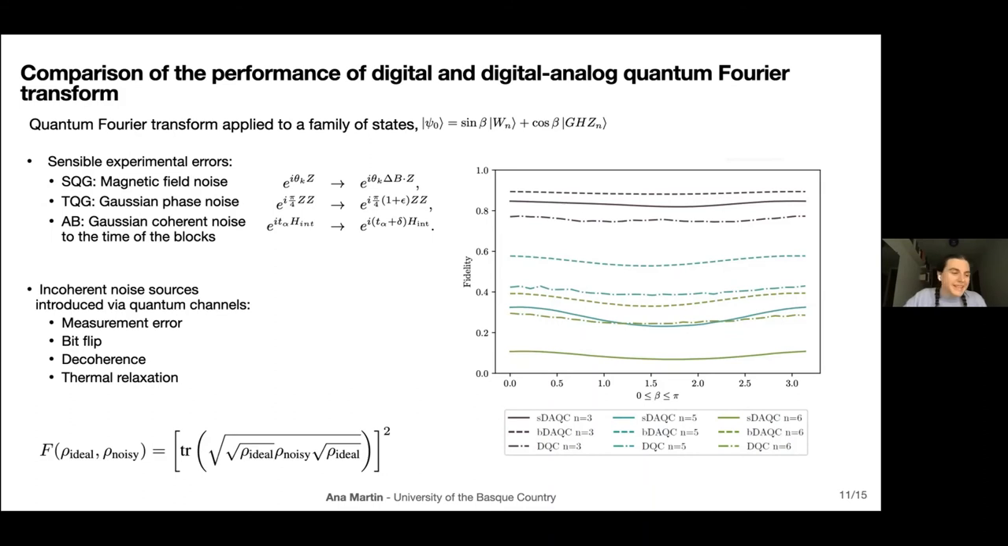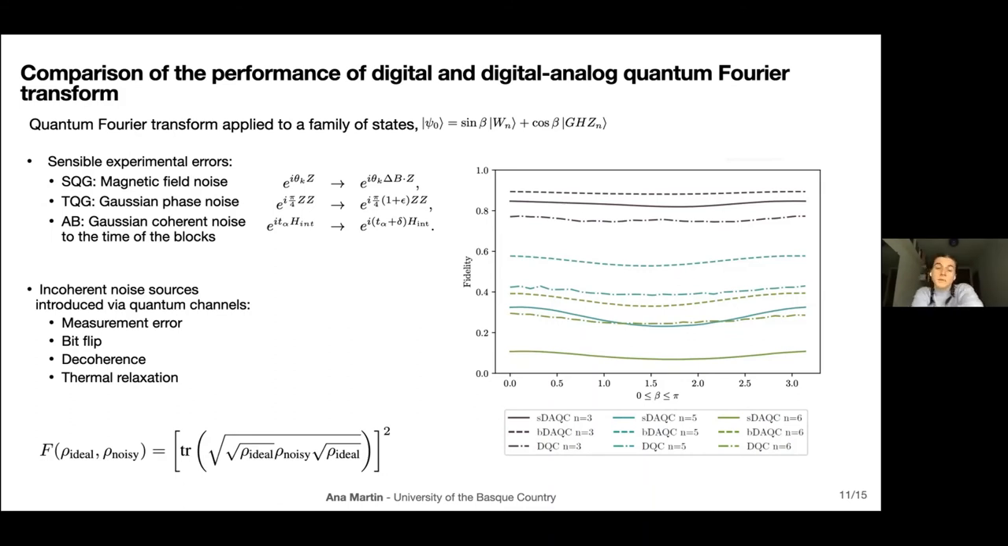This protocol presents a better tolerance to decoherence than the digital one, due to the shorter time of the application of the analog blocks with respect to the 2-qubit gates. And this is why the digital fidelity is so low in all of the implementations.